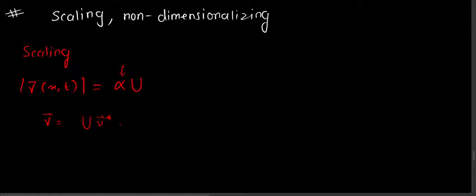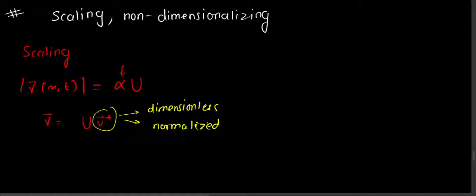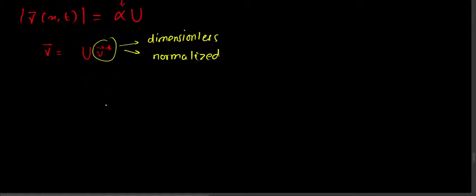And what is v star here? v star is the normalized velocity, which is dimensionless, and it's normalized, which means its magnitude is kind of 1. So we can write v as capital U times the vector v star, and in a similar way we can write this for other characteristics also.